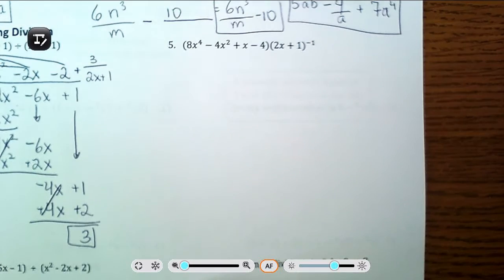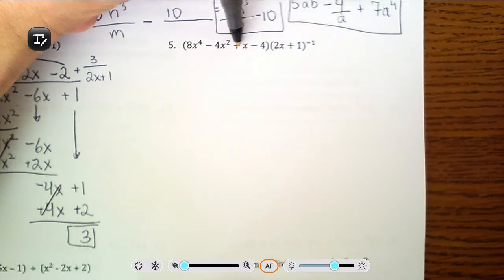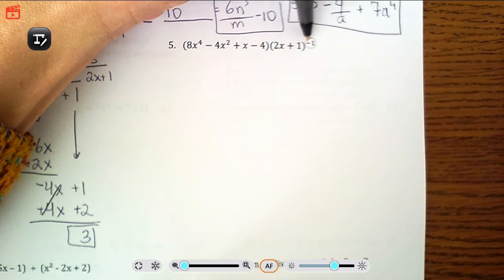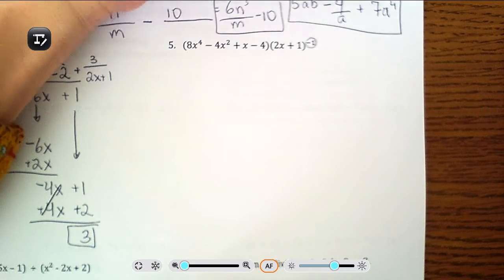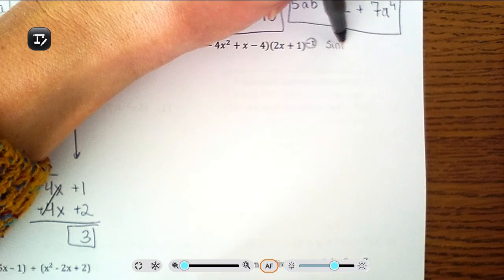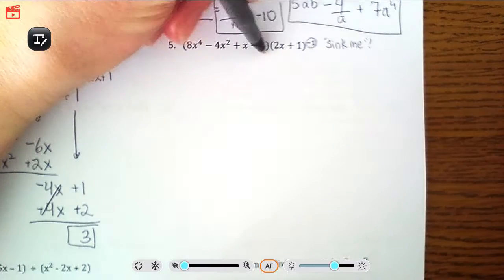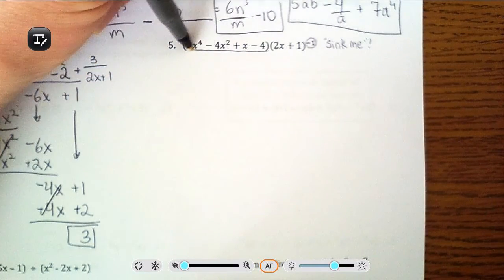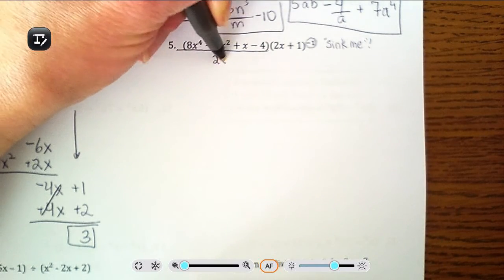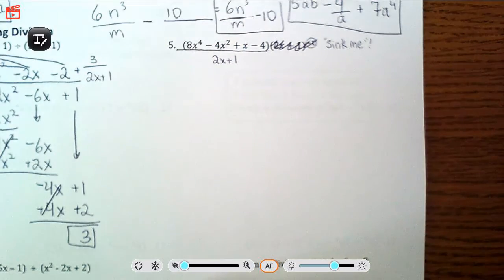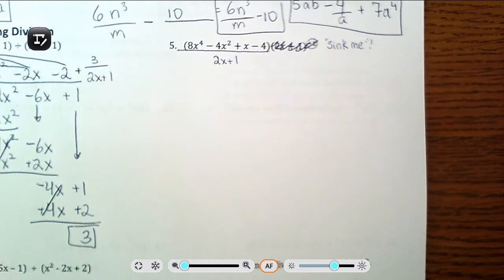Okay, let's try this again. But you say, this is a multiplication problem. But remember, now this is super nerdy, remember what we learned about negative 1 exponents? That really means sink me. So that wants to be sunk, so it wants to be under the vinculum, so it's really a problem that says this. Okay? So really, it's a division problem. Isn't that so nerdy?